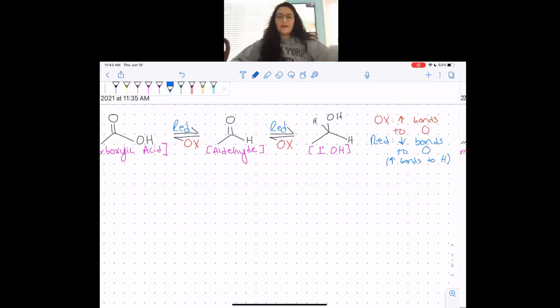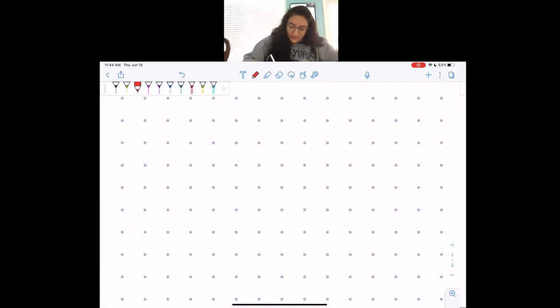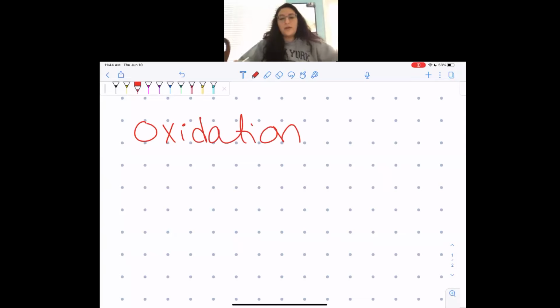So I'm going to zoom out and write, and then I'm going to zoom in and write, and then I'll zoom back out at the end. So first we're going to go over oxidation. And when we're talking about oxidation, we go from alcohol to whatever. So for this class, the alcohol is going to be the most reduced substance that we're going to work with.